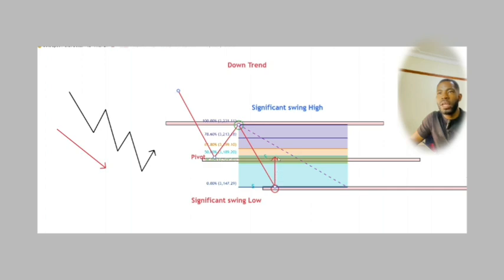Okay, let's say the 50. This is the 50% retracement area, or level. Okay, it is the resistance level now. Because it is a downtrend, this will be a resistance level of the Fibonacci.